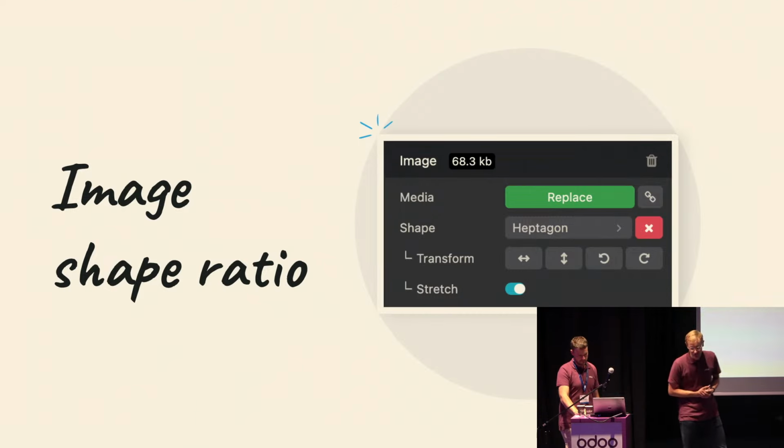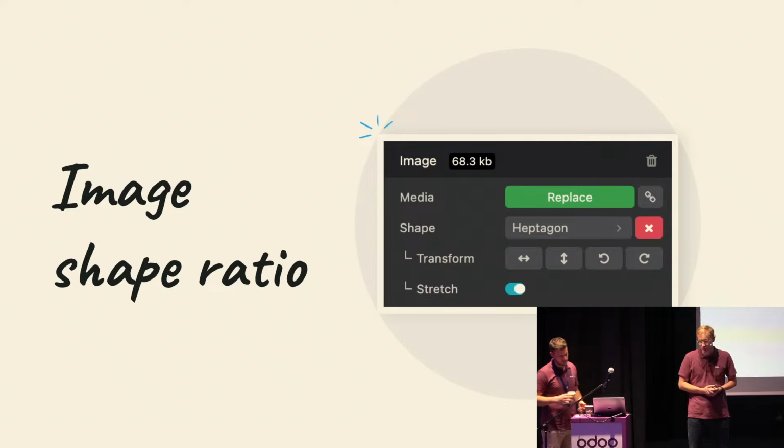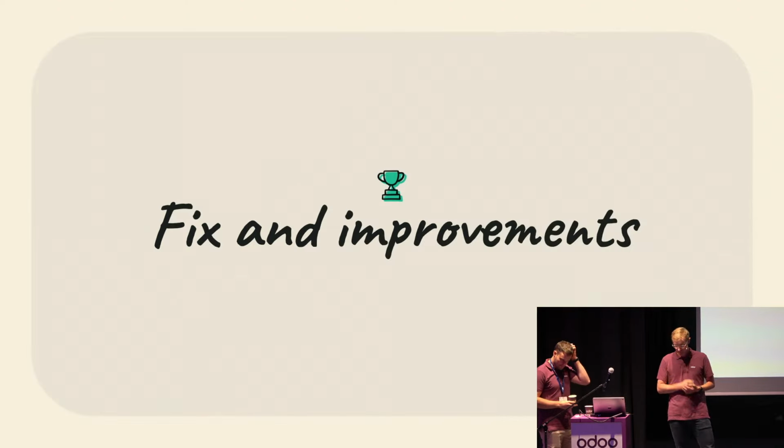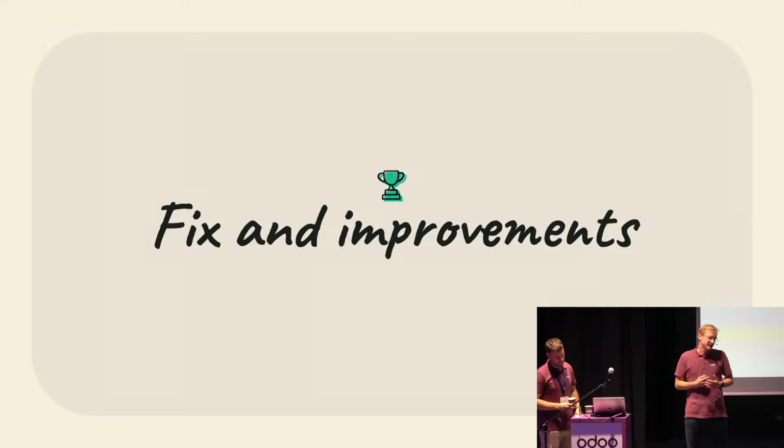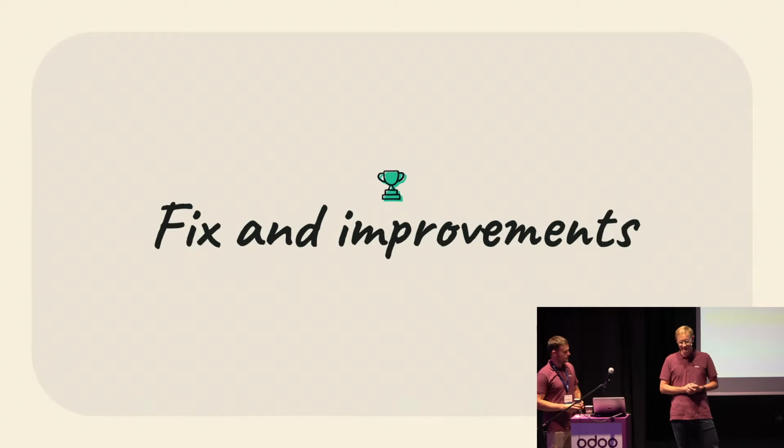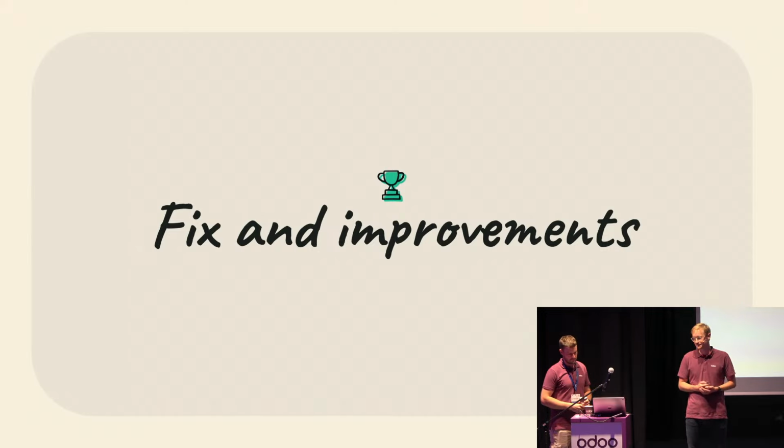We also improved the image shape ratio. Whenever you update an image on your website, we will automatically adapt the ratio of a shape that you add to it. So you don't have to work on the ratio of the image before uploading it into your website if you want to use a shape with it. And finally, we also added many fixes and improvements to the usability and ergonomics of the website builder, but we won't be able to show that here. So I highly recommend you test it by yourself by starting a new Odoo 18 database.